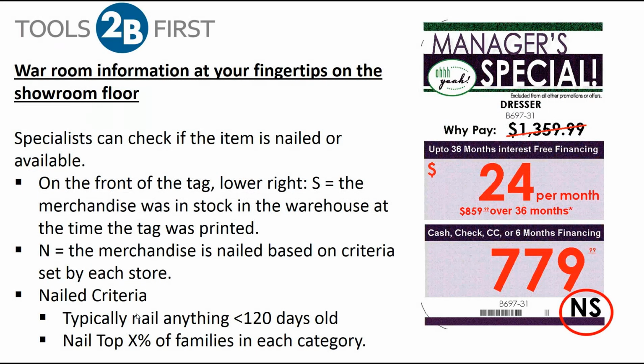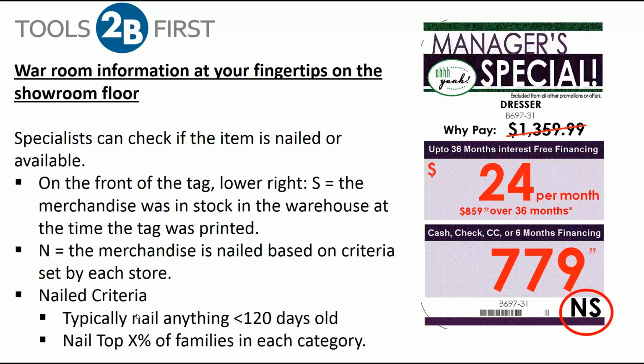So again, the idea is with the war room information at your fingertips on the showroom floor, the sales specialists, associates, whatever you call them in your respective stores, can check to see if the item is nailed or available. And on the price tag example on the right side here, you can see in the lower right area, the N and S. The N signifies to whoever's looking at the tag that this item is nailed.